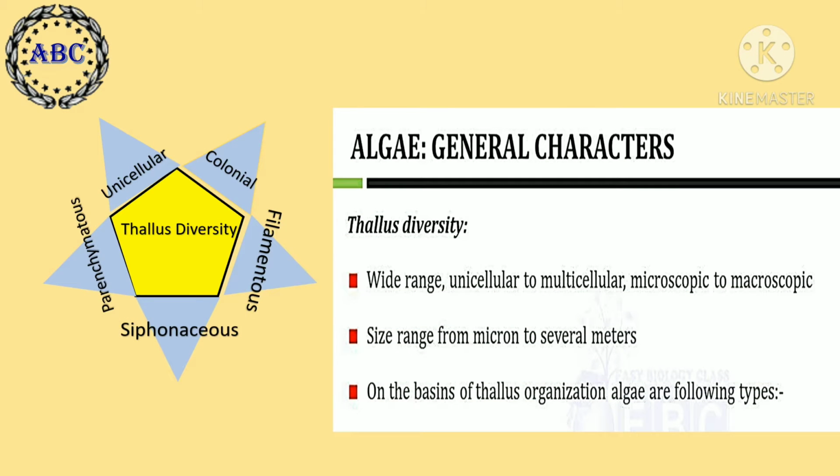In the general characteristics, thallus diversity is an important issue. Algae show a wide range of thallus diversity, from unicellular to multicellular, microscopic to macroscopic algae. Size also ranges from microns to several meters. On the basis of thallus organization, algae show the following types: unicellular, colonial, filamentous, siphonaceous and parenchymatous forms of thallus.